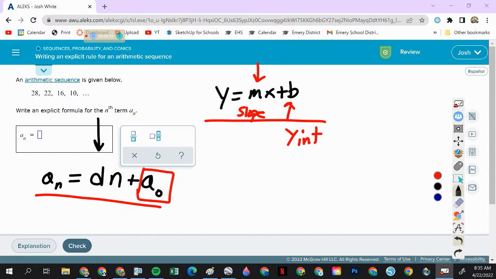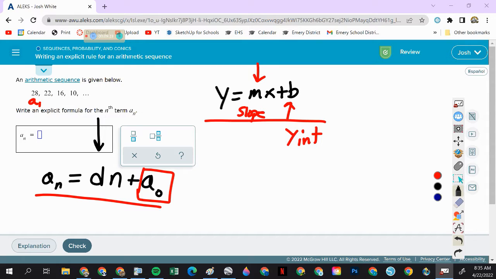Okay. On which day does the y-intercept occur? Day 0. But sequences begin on day 1. And that's a little bit strange. Okay? So that's something you have to remember here.